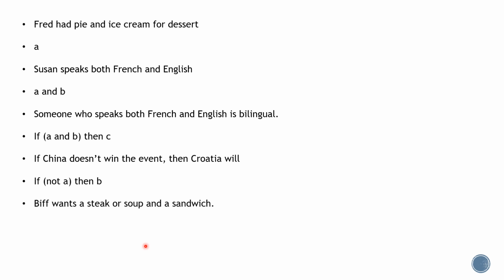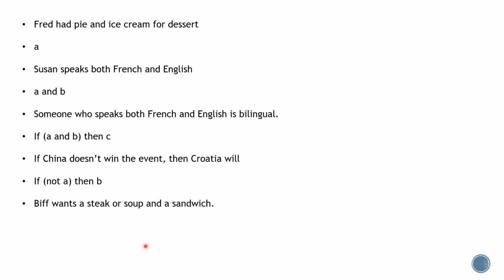Speaking of the right organization, that's what's important with an example like this one. And again, go ahead and pause it and try a little bit of practice here. This one says, Biff wants a steak or soup and a sandwich. This is actually a little bit ambiguous in English, but it's fairly clear what it means.